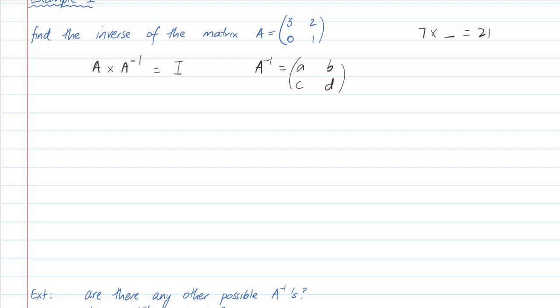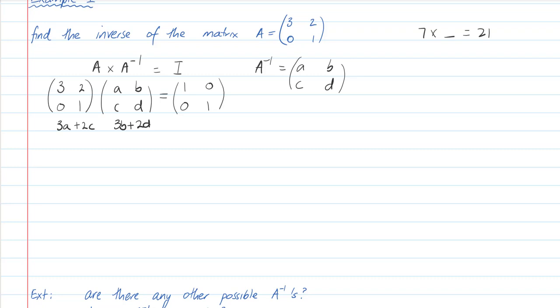So A times A inverse equals I, which means we have 3201 times A, B, C, D is equal to 1001. And we can do cell matchings here. So let's do our 3201 times A, B, C, D. 3 times A and 2 times C: 3A plus 2C. 3 times B and 2 times D: 3B plus 2D. 0 times A and 1 times C just gives me C. 0 times B and 1 times D just gives me D.